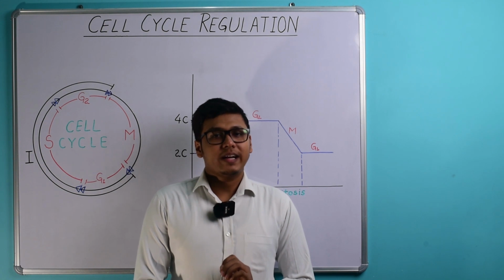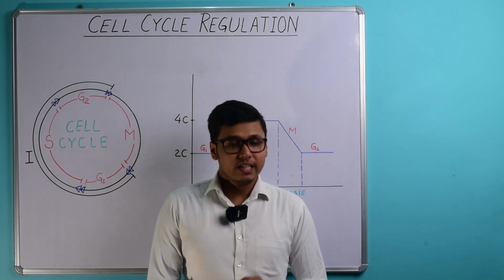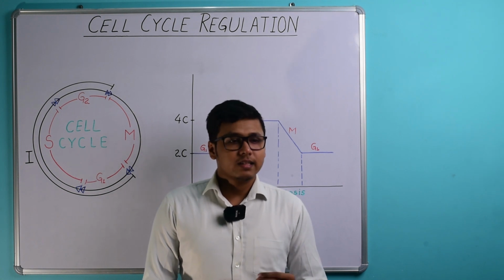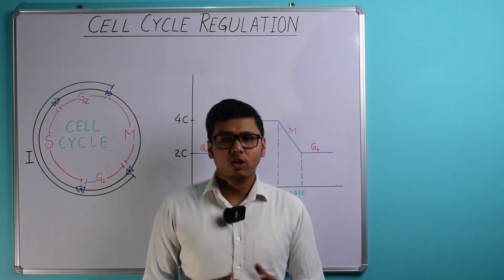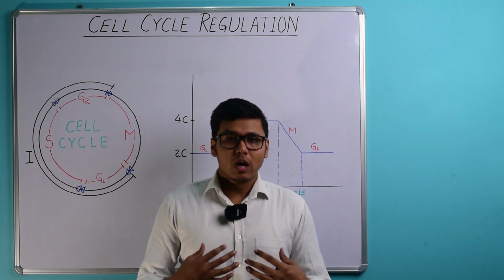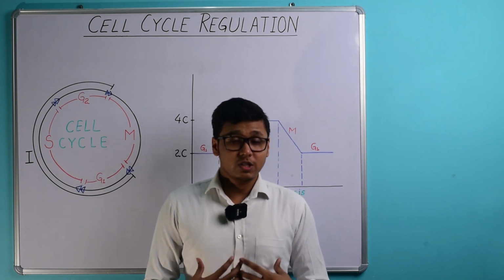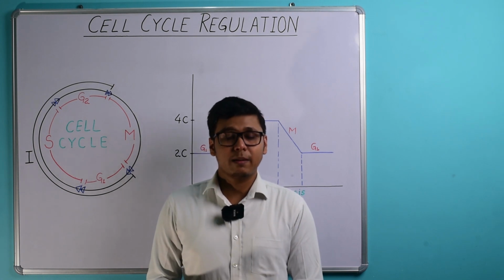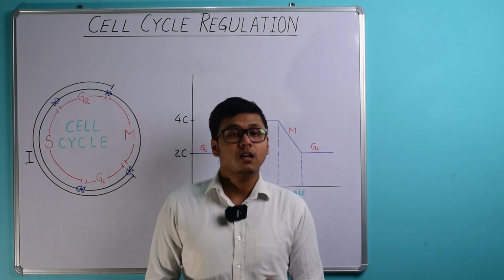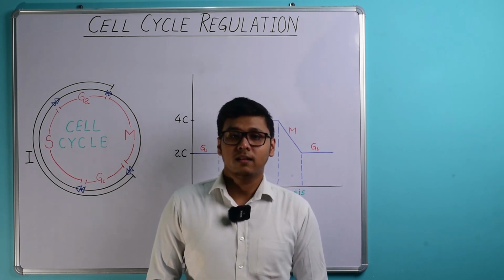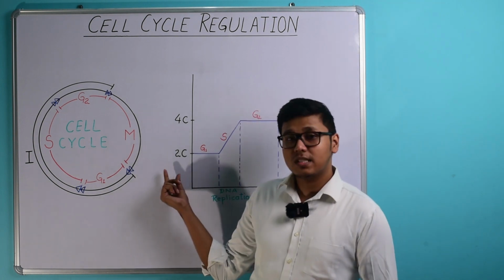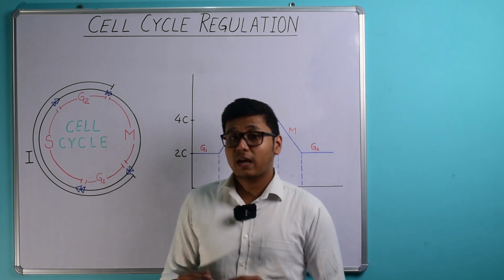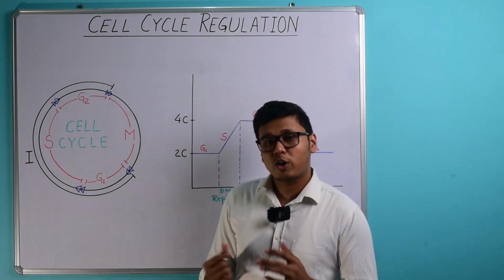C value is defined as the amount of DNA in an unreplicated gamete of an organism. If I take the example of any diploid organism, for example human beings, our cells will be carrying DNA equal to 2n, but our unreplicated gametes will be carrying DNA equal to n. So the C value, which is the amount of DNA in the unreplicated gamete, will be equal to n in the case of a diploid organism.